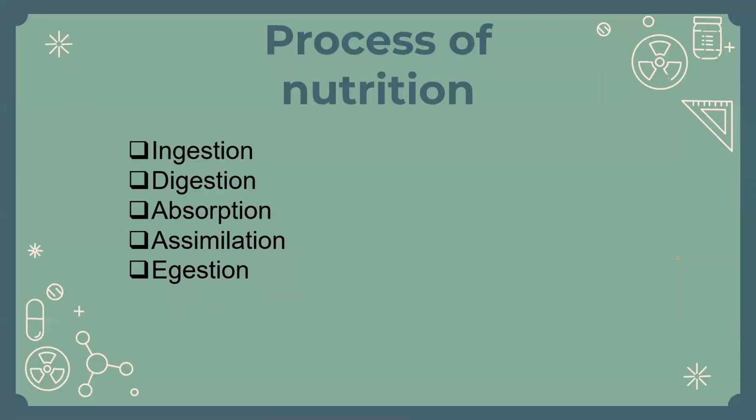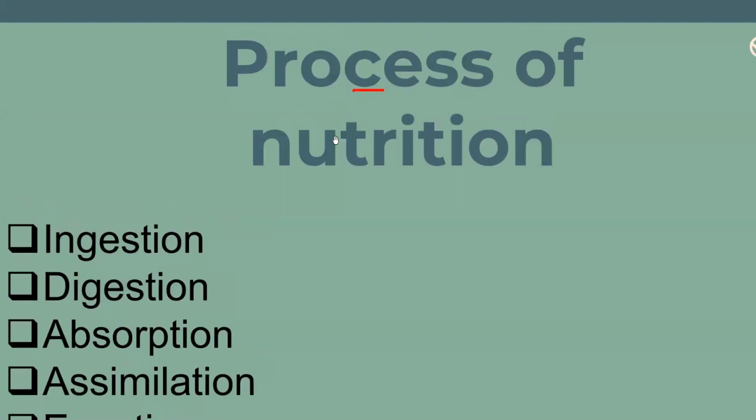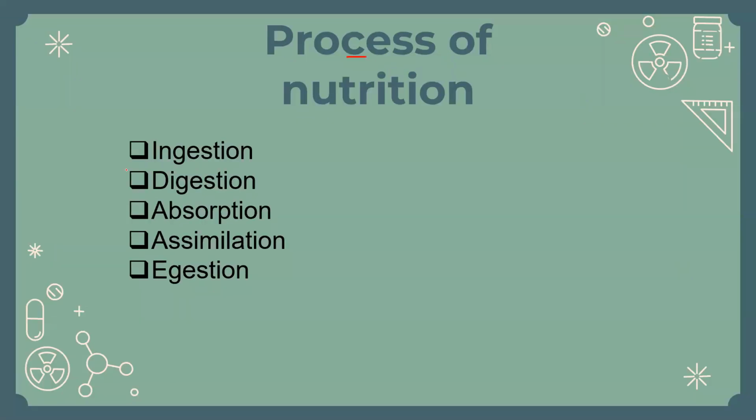Now the process of nutrition. We have studied what is nutrition, how different organisms intake the food, and we have also learned the modes of procuring food, meaning modes of intaking the food. Now let's go for the process of nutrition. First comes ingestion. Ingestion is the act of getting food, meaning intaking the food.